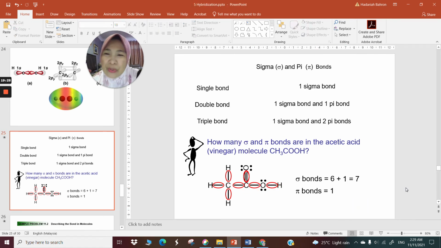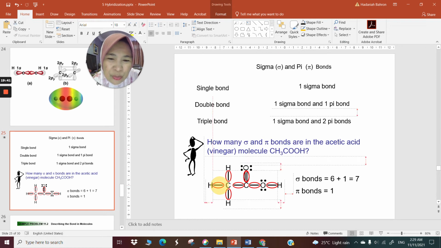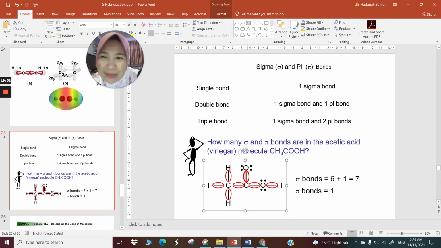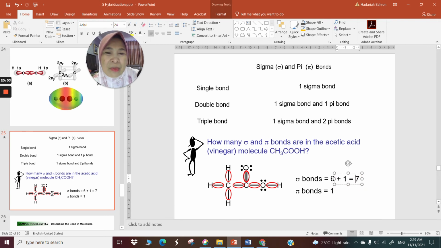When you draw your Lewis structure correctly, you're going to be able to determine that for this molecule of vinegar, you have 6 plus 1. So 1, 2, 3, 4, 5, and 6 are sure to be sigma bonds. One of these double bonds is a sigma bond, so 6 plus 1, you have 7 sigma bonds. And the second bond for C=O is a pi bond. So you have 1 pi bond and 7 sigma bonds. And that is the type of question that can arise.